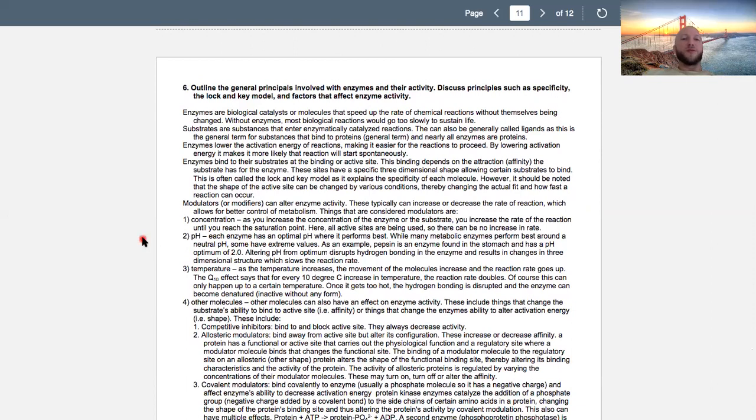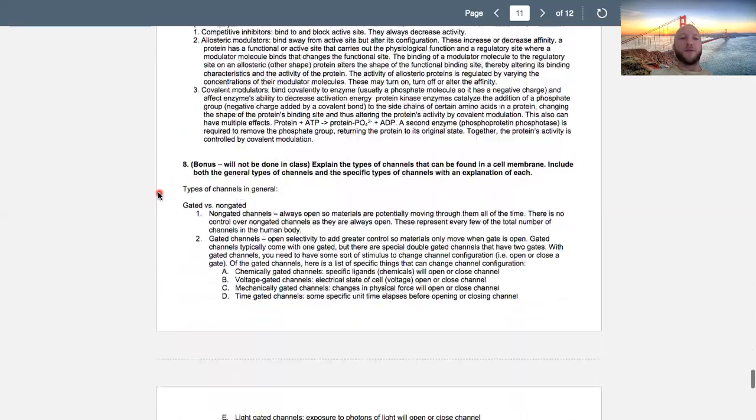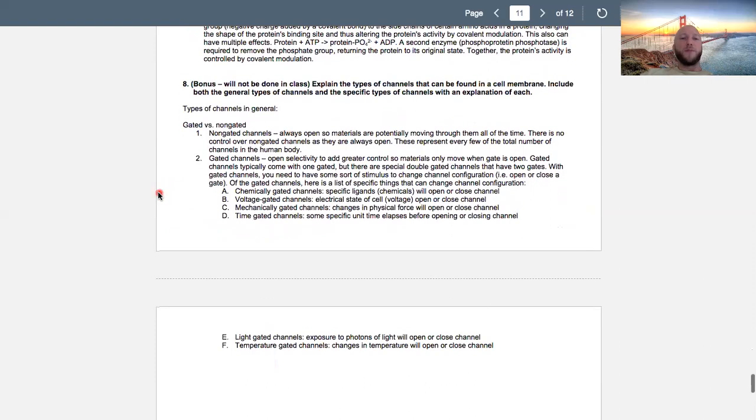Outline the general principles involved in enzymes and their activities. Perfect. So this material is going to be from the enzymes and energy lecture. Read over this. Be familiar with this. Bonus question right here. Explain the types of channels that can be found in cell membranes, including both the general types of channels and specific types of channels of each.